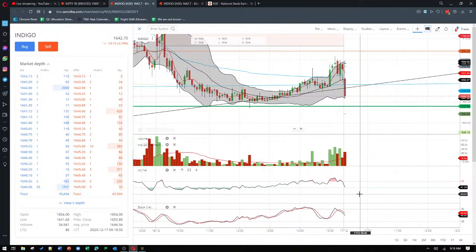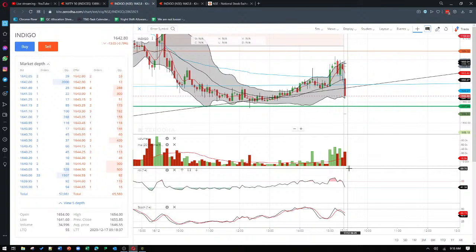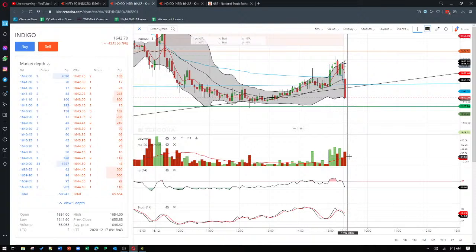Okay, so looks like the first candle is really, really, really red.